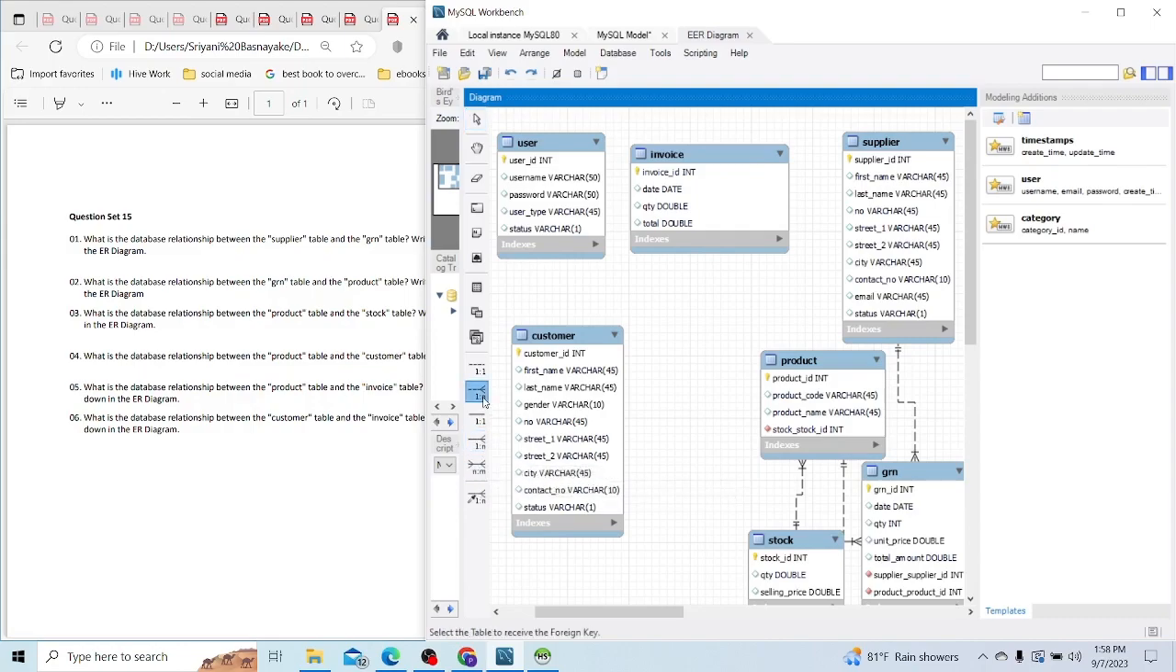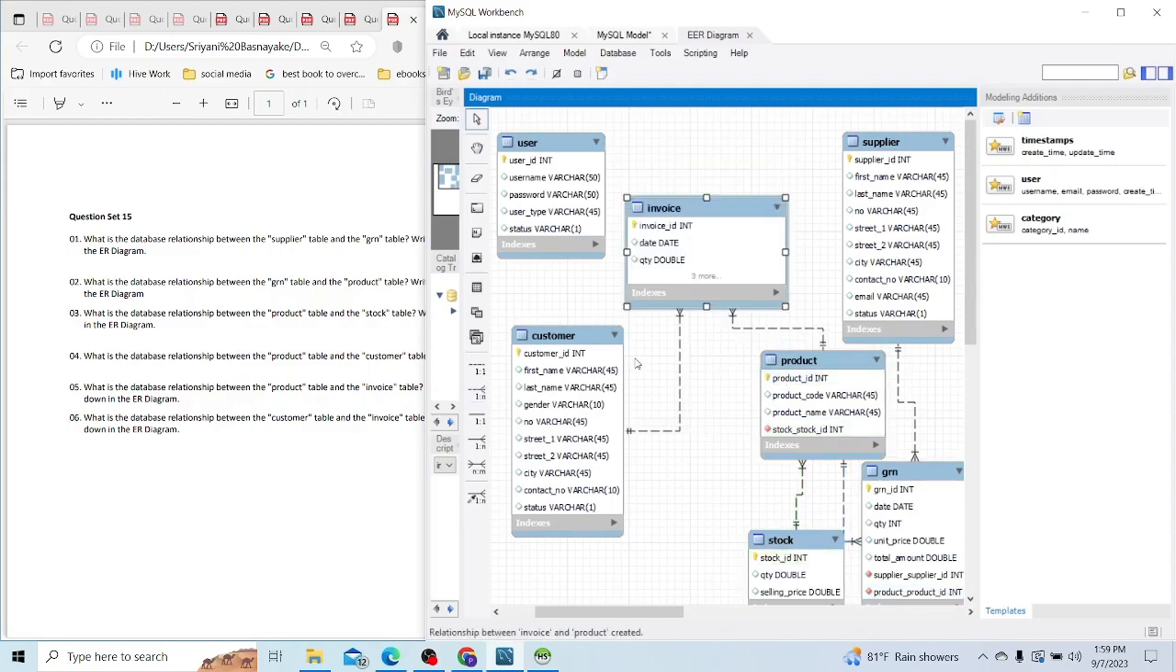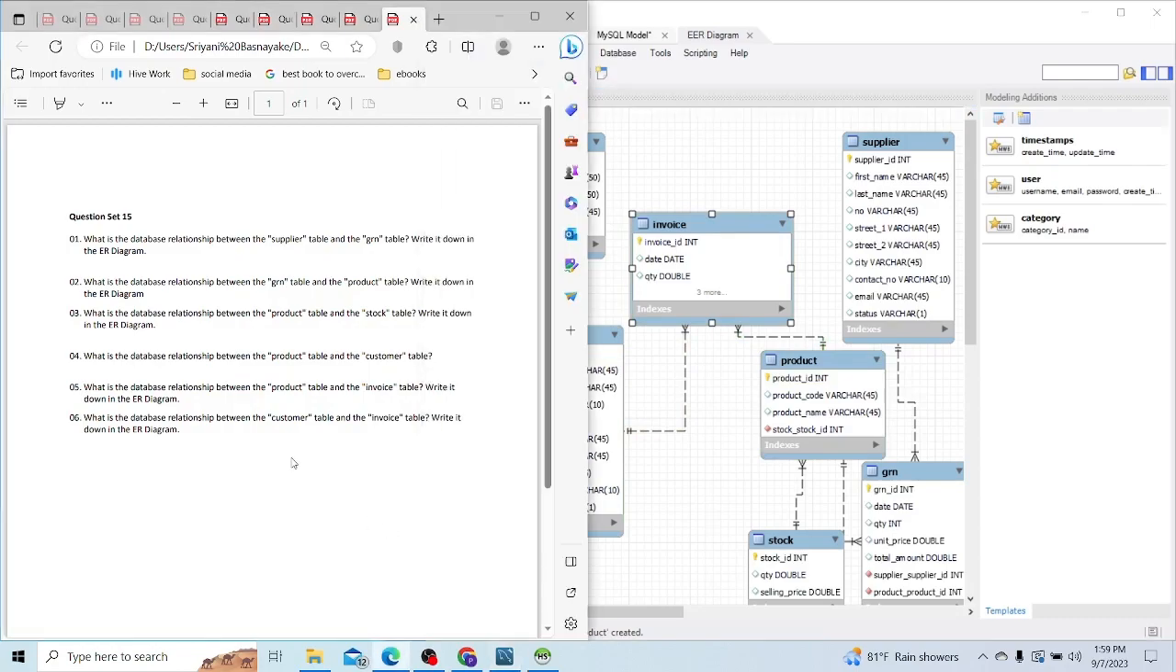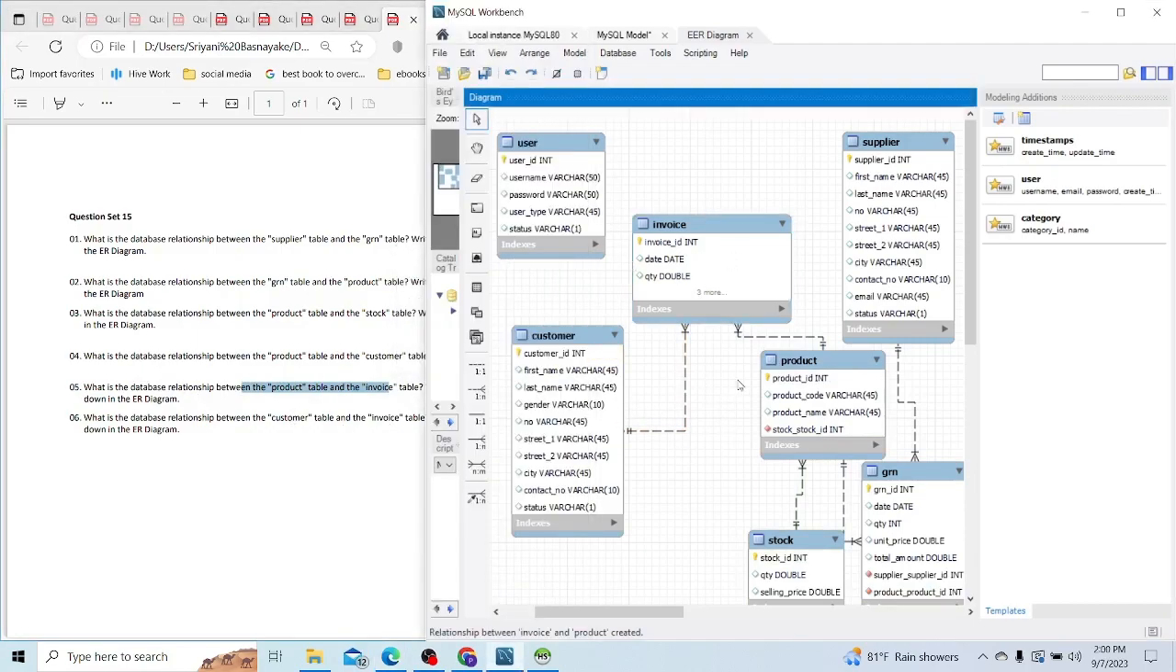A customer can have multiple invoices. In an invoice there will be multiple products. So we will get two one-to-many relationships between these three tables. So in the next question they ask, what is the database relationship between the product table and invoice, and customer table and invoice. So we have already created it. Both are one-to-many relationships.